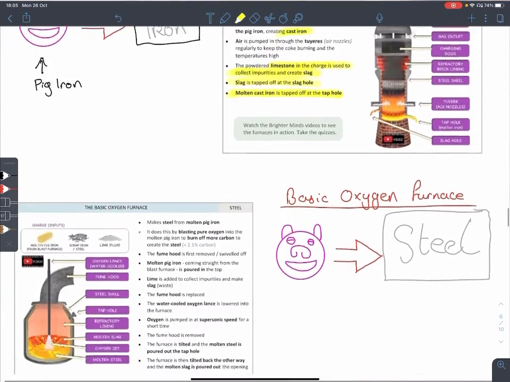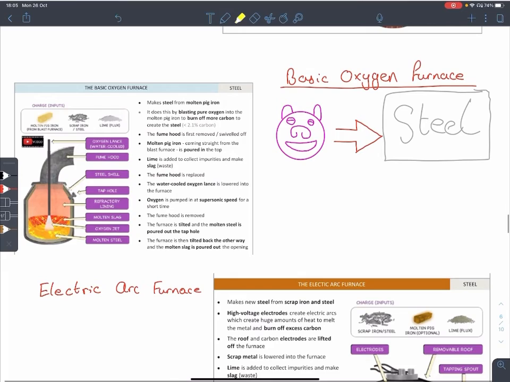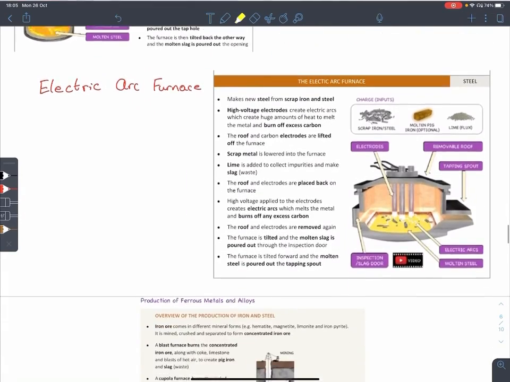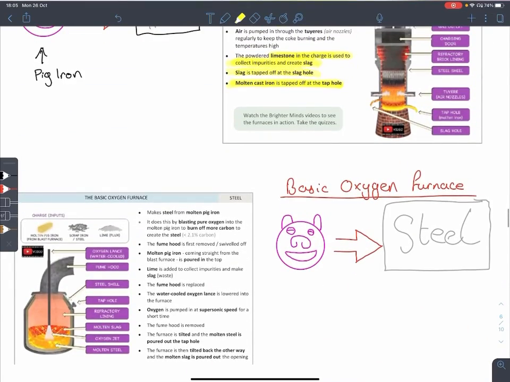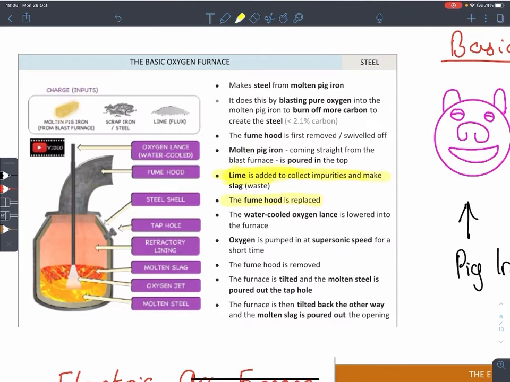The next one makes steel. So we have the basic oxygen furnace and we have the electric arc furnace. So the basic oxygen furnace uses oxygen, obviously, to create the steel. So we have pig iron again, and it obviously turned it into steel. So the basic oxygen furnace makes steel from molten pig iron. It does this by blasting pure oxygen into the molten pig iron to burn off more carbon.